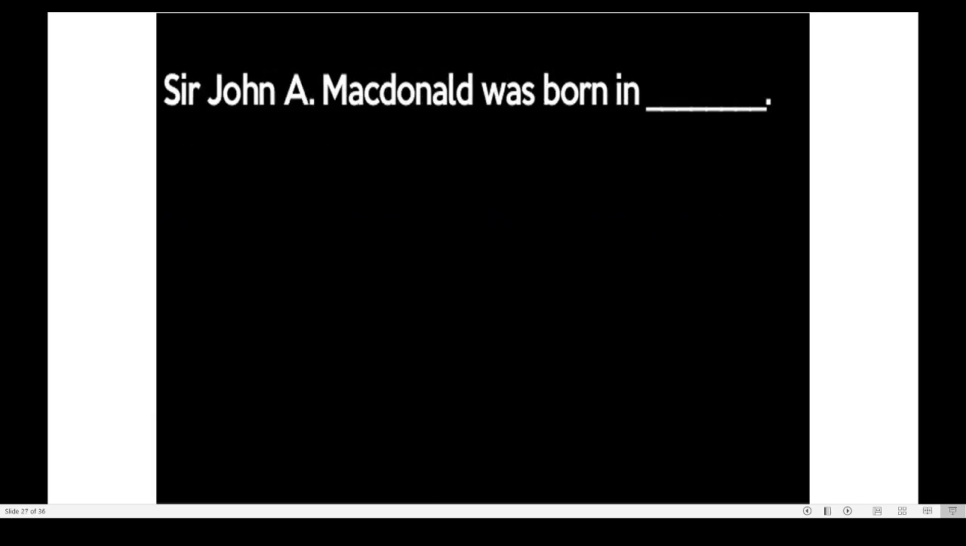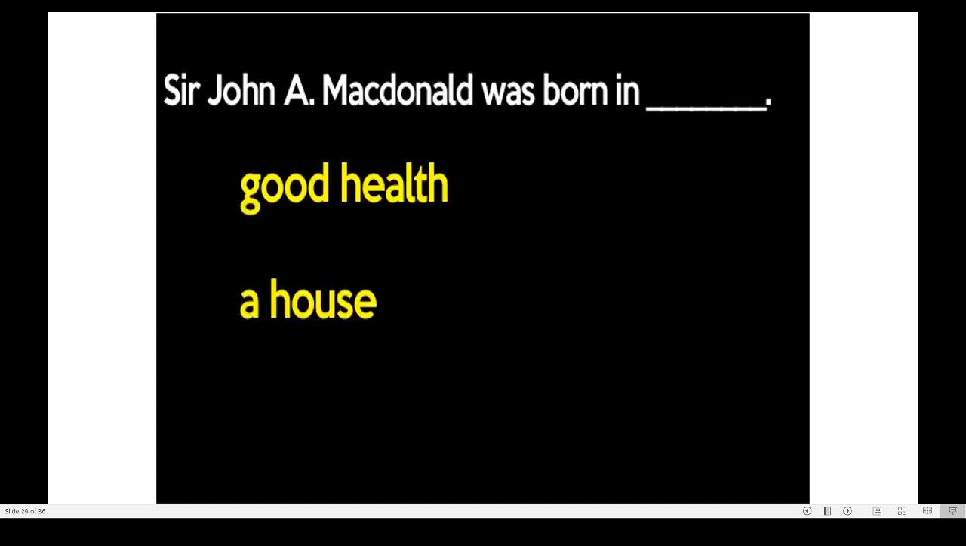Another example is, let's say, Jose Rizal was born in blank. So let's say in good health, in a house, or in a bed. These are correct answers actually, right? You may laugh at it, you may put jokes on this, but if you think about it, these are correct answers. It is true that John A. Macdonald was born in a bed, or in a house, or in good health. So how will you deal with these answers?